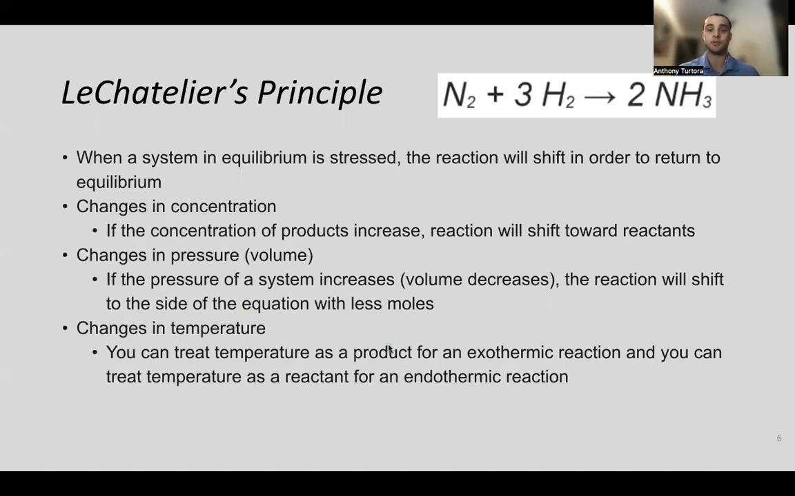So now I will talk about equilibrium and LeChatelier's principle. What this problem that we just did went over was essentially LeChatelier's principle. LeChatelier's principle says that when a system is in equilibrium and it is stressed, the reaction will shift towards the reactants or towards the products in order to return to equilibrium. There are different situations that we can discuss here. One of them is changing the concentration. Looking at this equation right here would be changing the concentrations of N2, H2, or NH3.